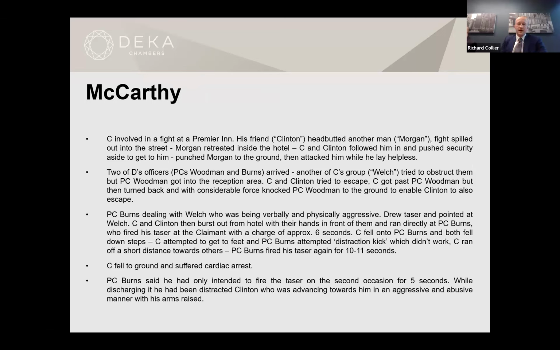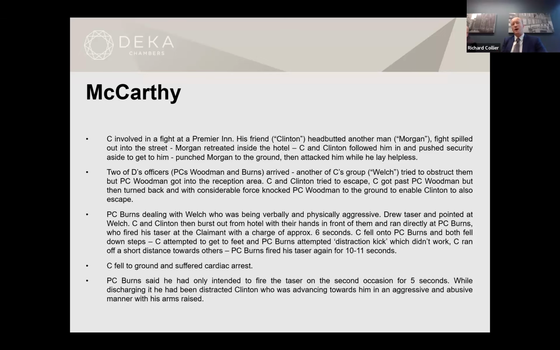I've tried to summarise the facts there as neatly as possible, but I'll distill them further. The police officers turned up to a big fight at a Premier Inn where the claimant was, at this point, inside the hotel with his mate Clinton, beating up someone helplessly on the floor. One of the officers, Woodman, manages to make it inside the hotel, PC Burns, though, being blocked by another of the claimant's group. PC Burns remains outside. Upon seeing PC Woodman come in, the claimant and his friend Clinton try to flee.